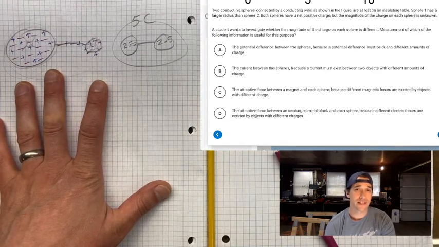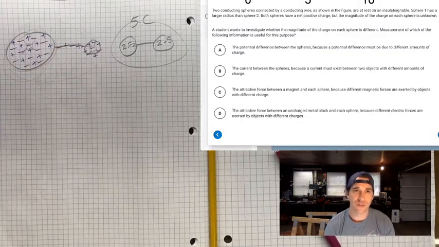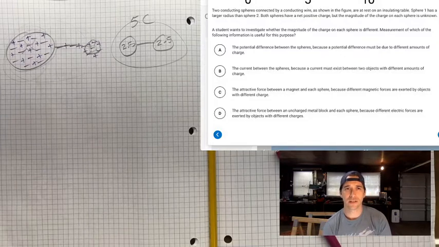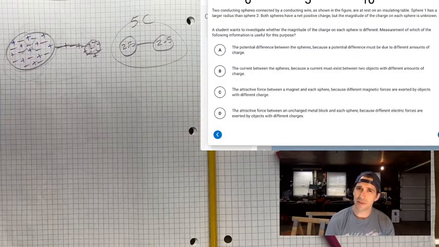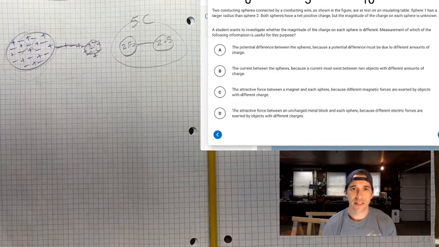Maybe you could devise an experiment where you detach them from each other and drop the spheres and put them in a magnetic field and see how much force is applied to them. It's a possibility, but it doesn't seem like they're telling us anything about getting these spheres moving. I don't think it's a good choice. Let's look at choice D.